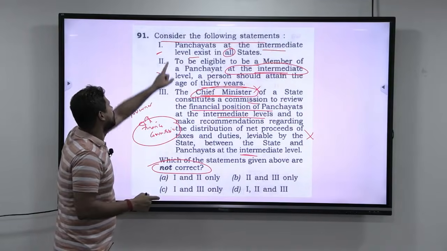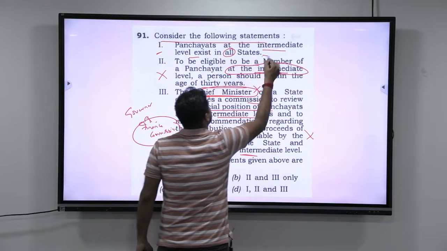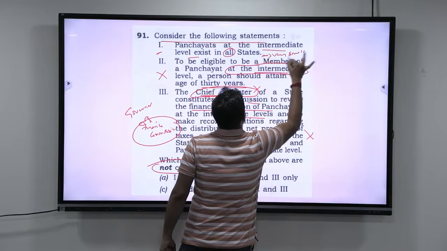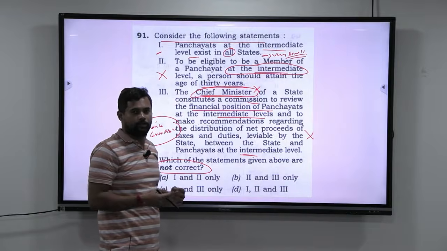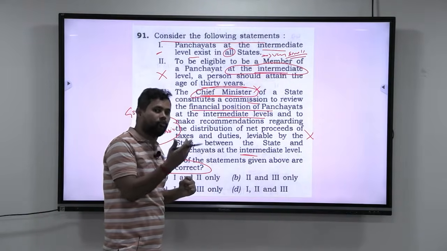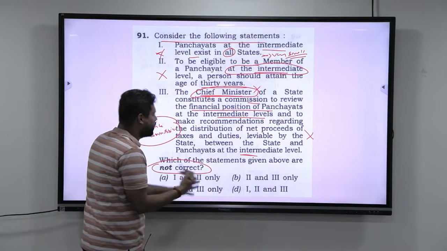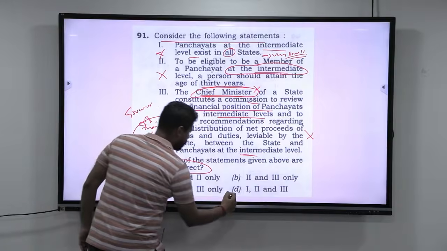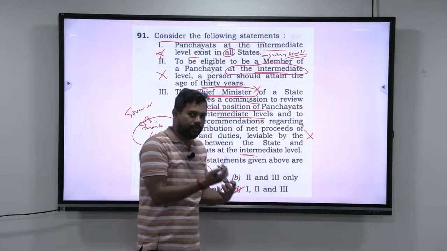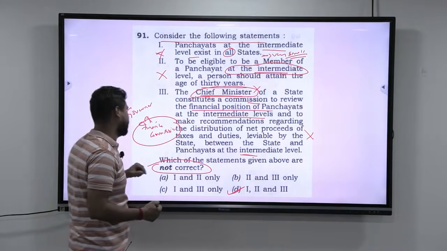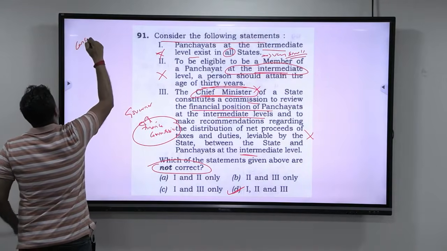Next, panchayats at the intermediate levels exist in all the states. What if the state is very small? For example, let us say Sikkim. Why does Sikkim require an intermediate level? Because it is very small. So in that way of questioning, you can say that even this is wrong. Through the method of questioning, you came to the conclusion that all three are not correct. This is a questioning approach of seeking truth. When you ask questions to seek truth, you will understand that they are not correct. But let us come to the conceptual clarity angle. So this is conceptual clarity.